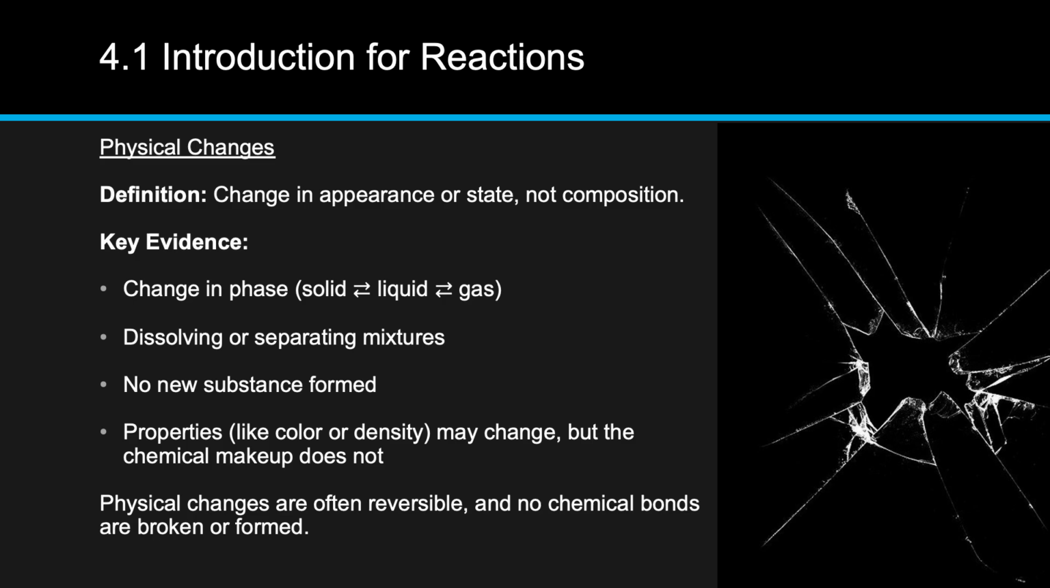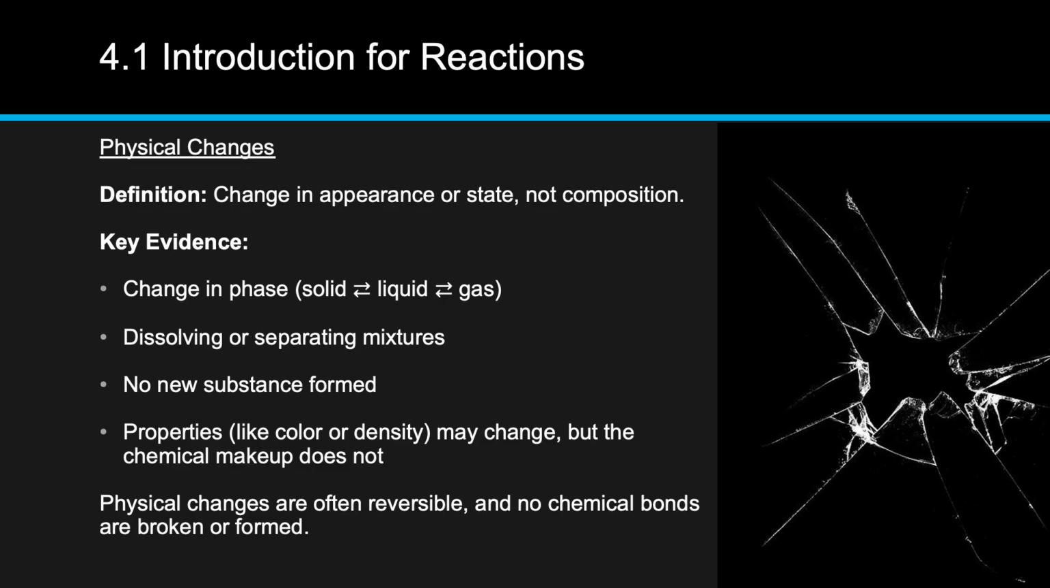A physical change is when a substance changes how it looks or what state it's in, but it's still the same substance chemically. For example, when we melt, freeze, or boil water, all it's doing is changing the phase, so solid to liquid to gas. It doesn't actually change what the substance is made up of, which is water.